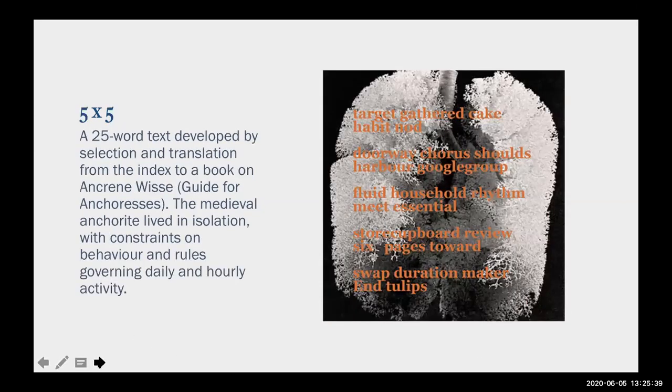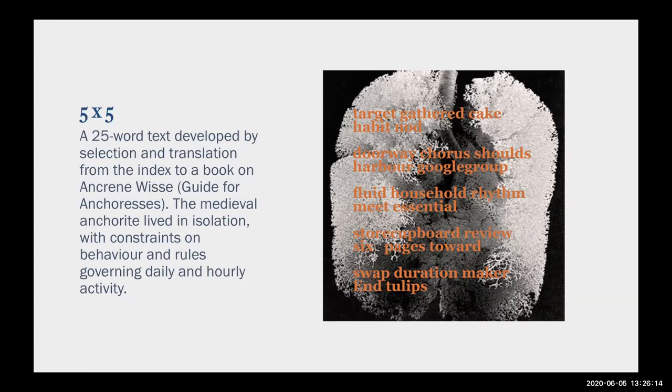Five by five. A 25-word text. The text is printed over this extraordinary image, a human lung that has been preserved in some way. The passages internal to the lung were filled with a fluid which allowed it to be hardened and preserved and then presented as a training or a medical example or a medical training tool.